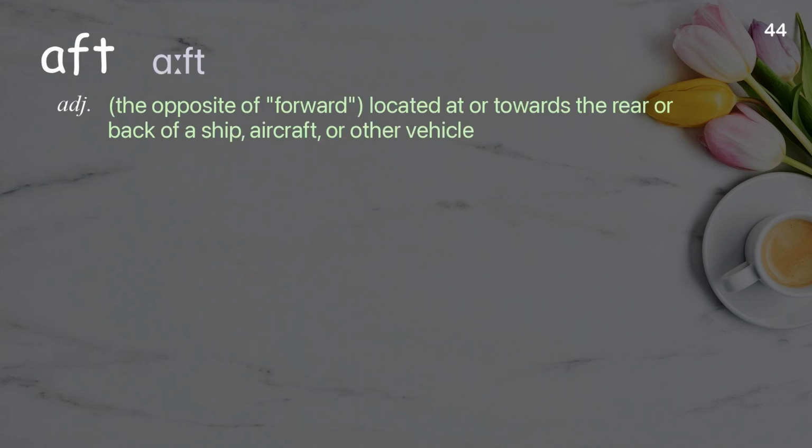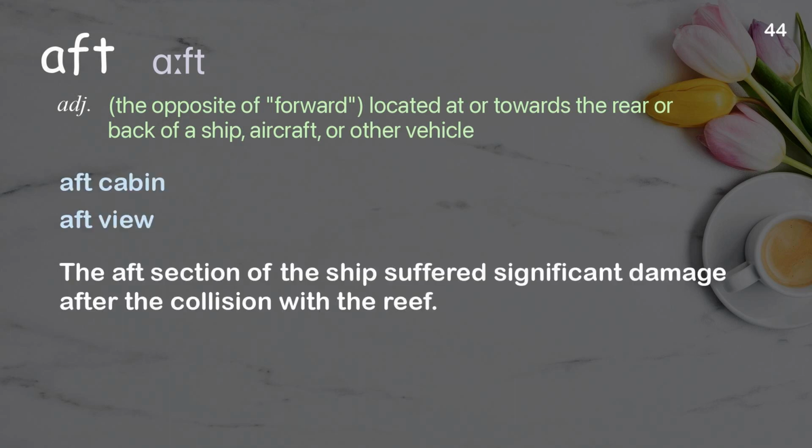Aft. The opposite of forward, located at or towards the rear or back of a ship, aircraft, or other vehicle. Examples: Aft cabin. Aft view. The aft section of the ship suffered significant damage after the collision with the reef.